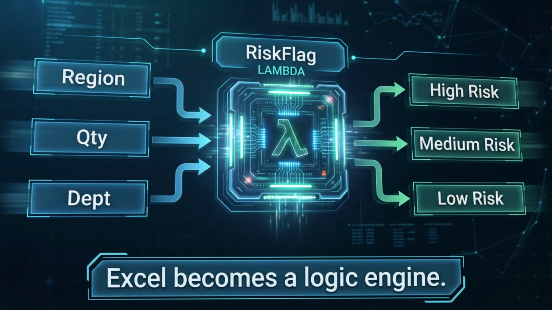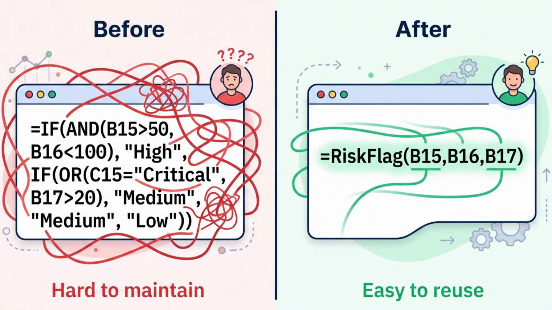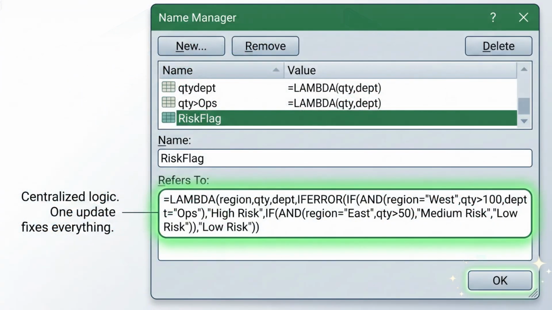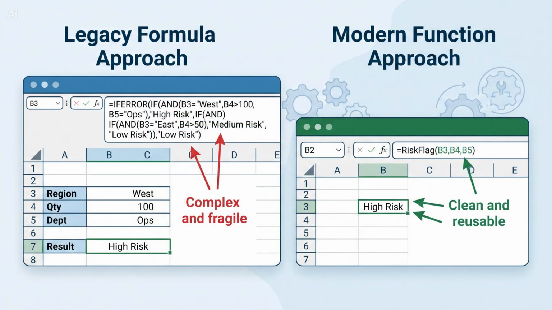Today we will learn how to transform a long and fragile risk classification formula into a reusable logic engine using the Lambda function. This lesson shows us how to convert a multi-condition formula into a clean and automated function called RiskFlag. We begin with the raw formula demonstration.